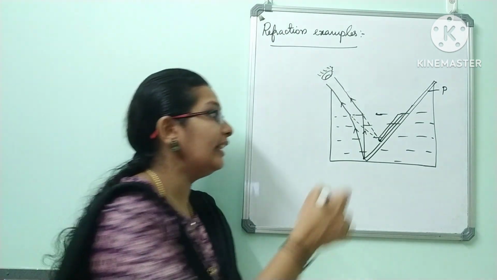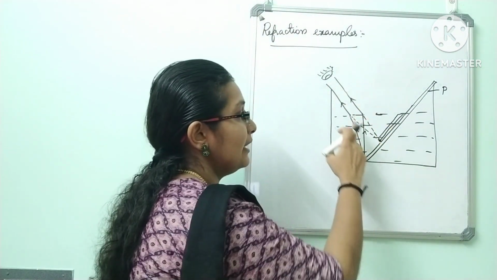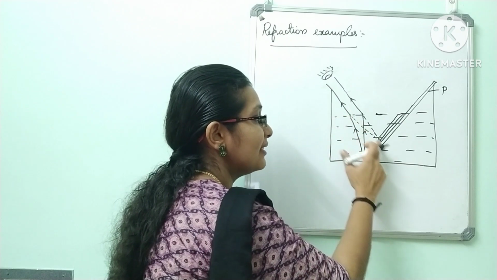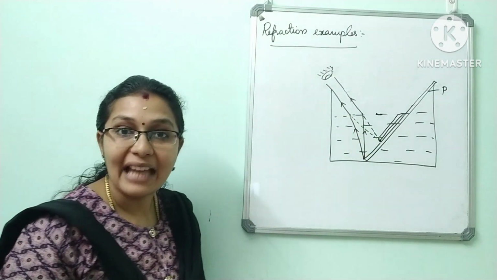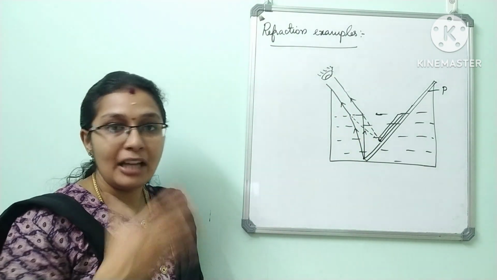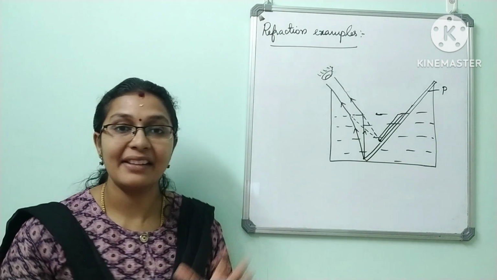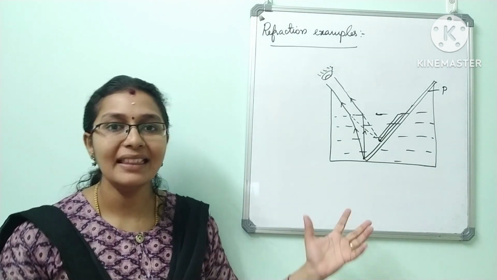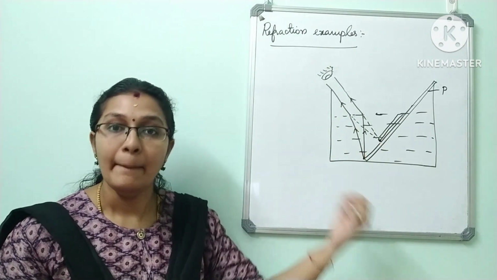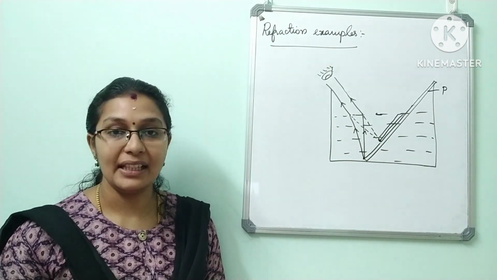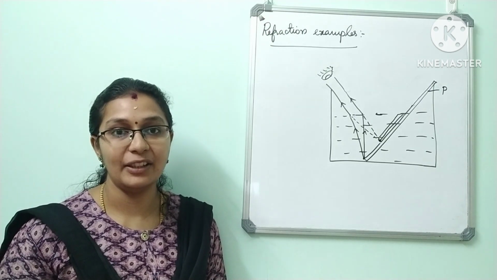But due to bending, for an observer who sees this, it is like the light is coming from this point. And there is where the observer can find the pencil. You understand? So, refraction takes place here. That is why you are able to see the pencil broken as well as displaced inside the water.